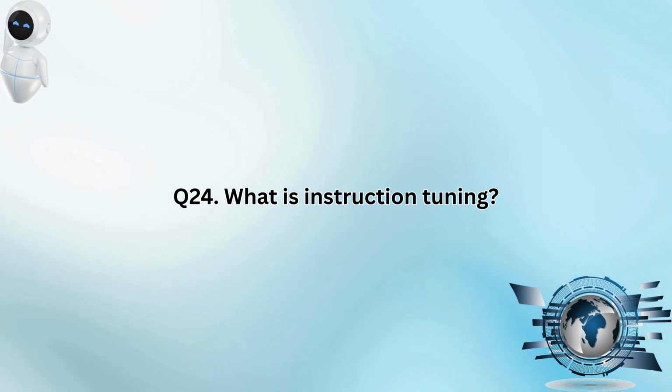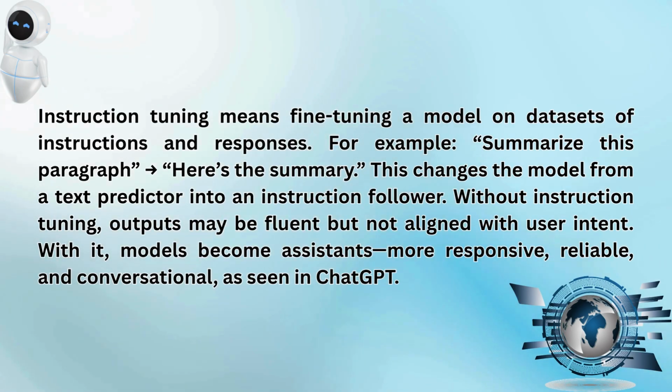What is instruction tuning? Instruction tuning means fine-tuning a model on datasets of instructions and responses. For example, "Summarize this paragraph." "Here's the summary." This changes the model from a text predictor into an instruction follower. Without instruction tuning, outputs may be fluent but not aligned with user intent.